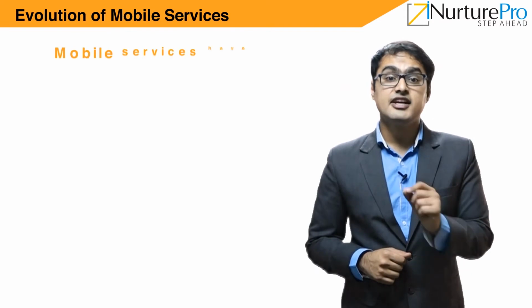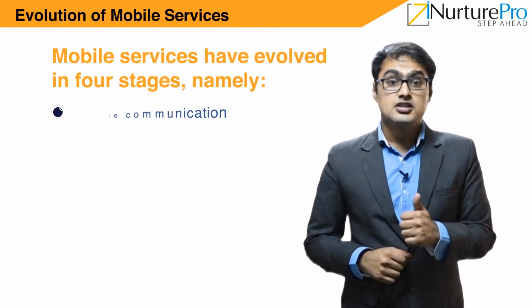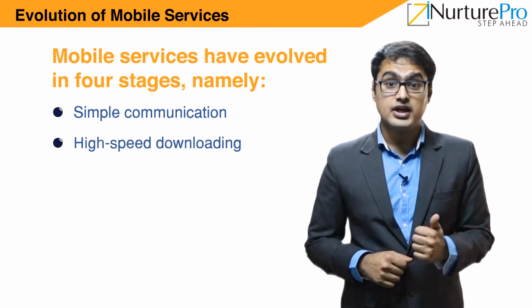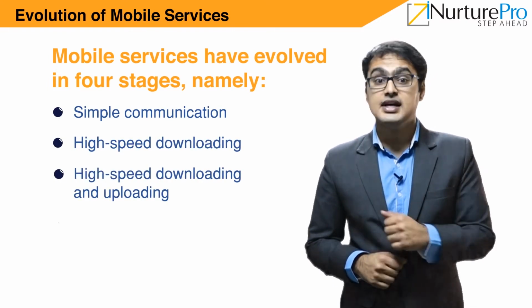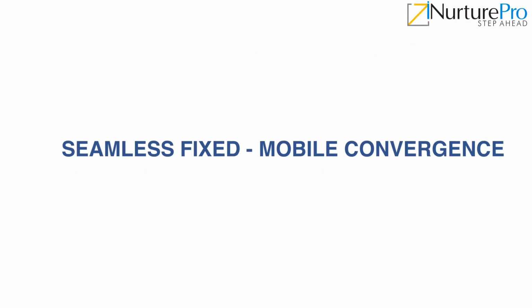To date, we have experienced 4 stages in the progression of mobile services, namely simple communication, high-speed downloading, high-speed downloading and uploading, and real-time latency-sensitive services. A 5th stage, seamless fixed mobile convergence, is about to enter services.